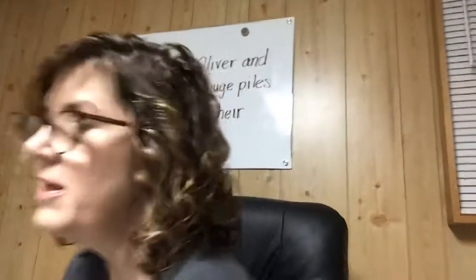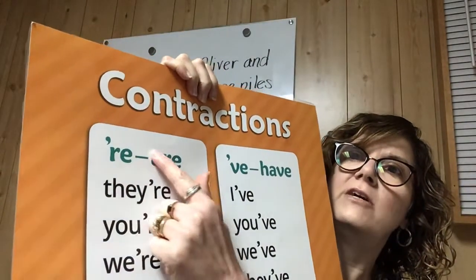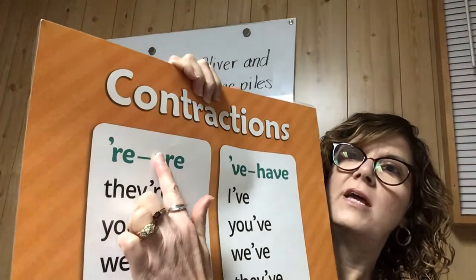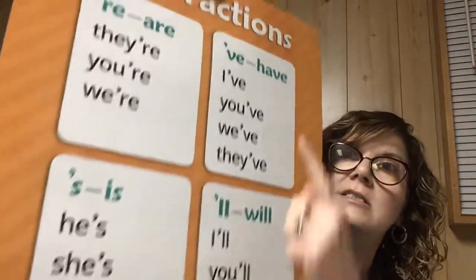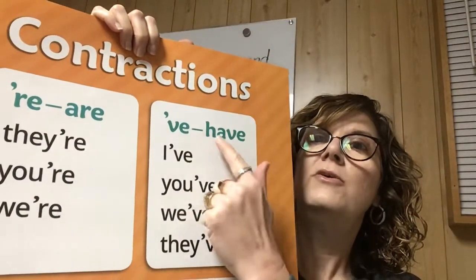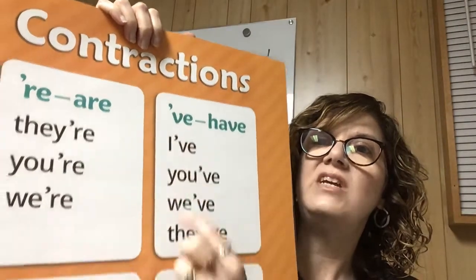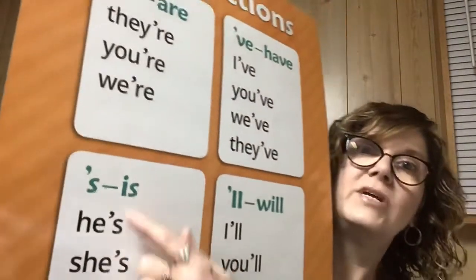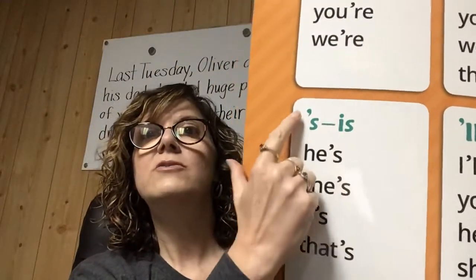All right? Then, if the word R is the second word, you're going to do apostrophe R-E, because you're taking out the A, and where the A is taken away, that's where the apostrophe goes. That is when the word R is the second word. When the word have is the second word, you're going to take away the H and the A, and that's where the apostrophe goes, so it's apostrophe V-E.